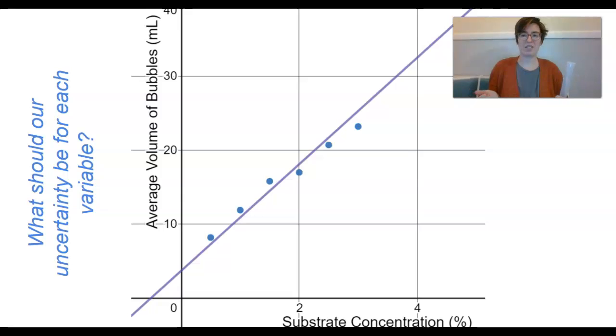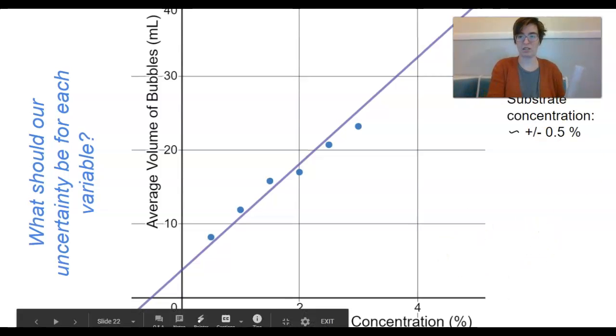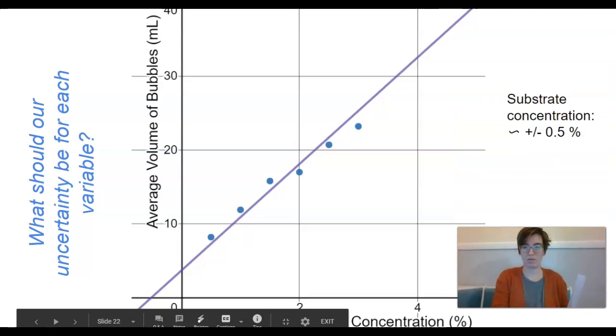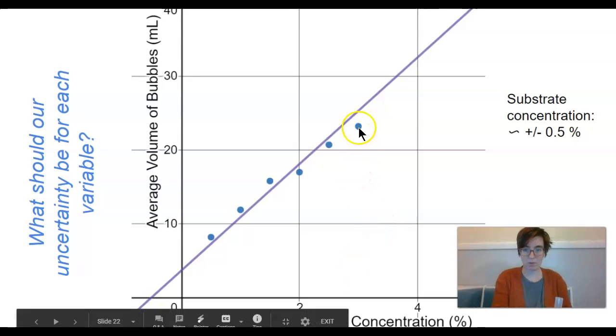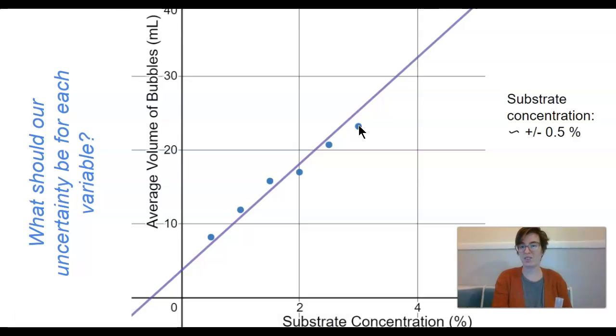So for this one, I really just kind of guessed and said, I think that about 0.5% might be how far we're off on any one of these measurements. So what that means is here, when we're supposed to have 3% concentrated hydrogen peroxide, I'm saying the true value of this data point might be anywhere between 2.5 and 3.5. It could be off by half in either direction.